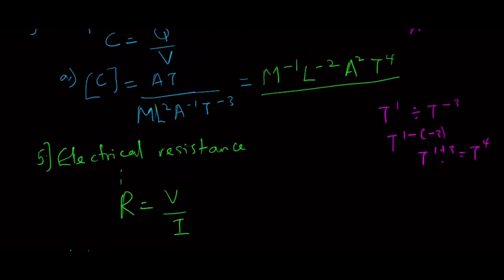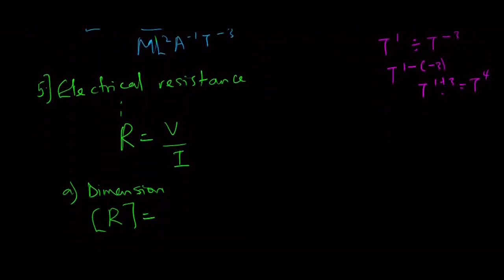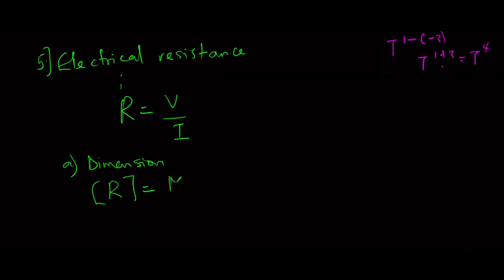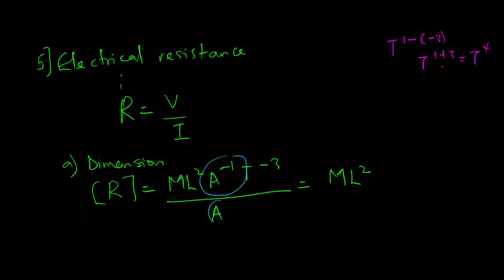Voltage, the dimension of voltage, we said it is ML squared A minus 1 T minus 3. We have discussed that. Then current, the current dimension is A. So when we try to solve it, since we only have one M, we'll solve that one first. We're having L squared. We have two A's here. The first A is this, while the second one is this.